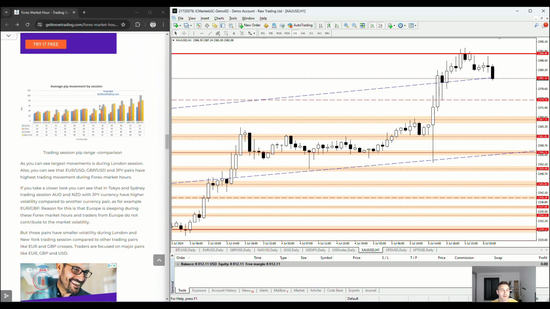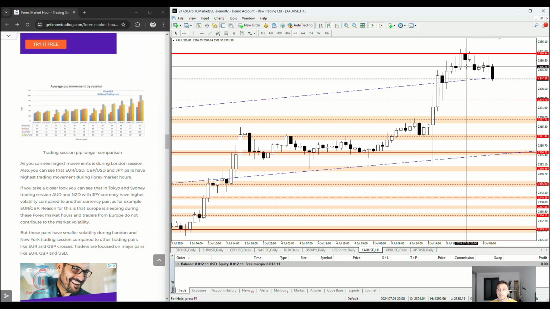For the Euro USD, the average pip movement is around 60 pips during the London and New York session, compared to Sydney and Tokyo, which is around 30 to 40. So this is double the amount of the Sydney and Tokyo session that we have in the European and US trading session. So this is the price difference.